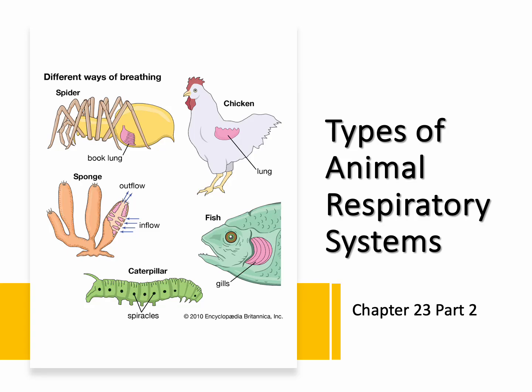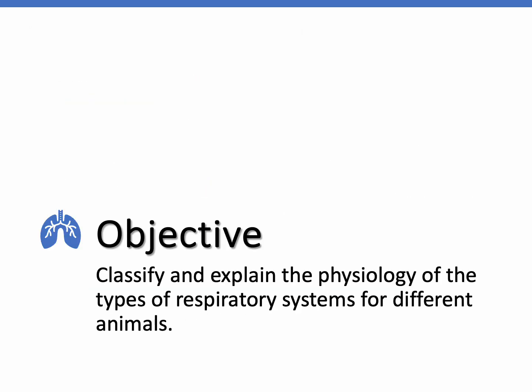This is the last half of chapter 23, and we're just going over the types of animal respiratory systems. We're going to see a lot of different ones. Your main objective for today is to classify and explain the physiology of the types of respiratory systems for different animals. And we're going to be looking at 12 different animals today.